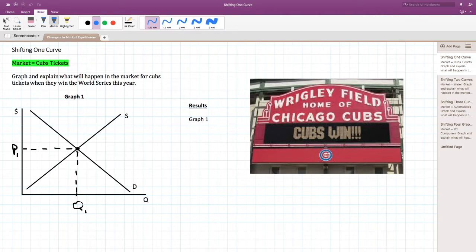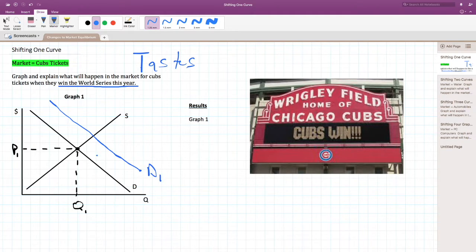Next thing you have to identify is which curve is shifting. So when the Cubs win the World Series, is this going to be a shift of supply or a shift of demand? Well, this is going to be a shift of demand, and the primary cause of the shift of demand is going to be a change in consumer tastes and preferences, okay? So what's going to happen, I can identify as my demand curve is going to shift to the right from D to D1. And again, I draw an arrow showing which way it moves.